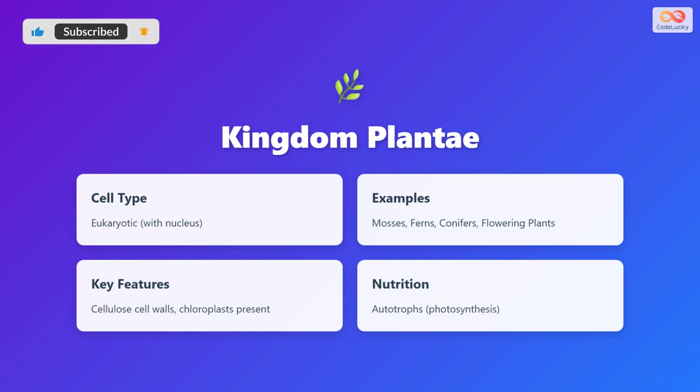Plants are autotrophs, meaning they are self-feeding organisms that convert sunlight, water, and carbon dioxide into glucose and oxygen through photosynthesis. This ability makes plants essential for life on Earth, as they produce the oxygen we breathe and form the base of most food chains.